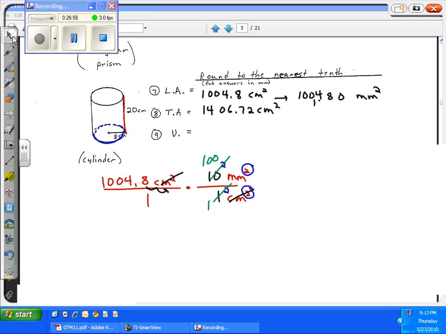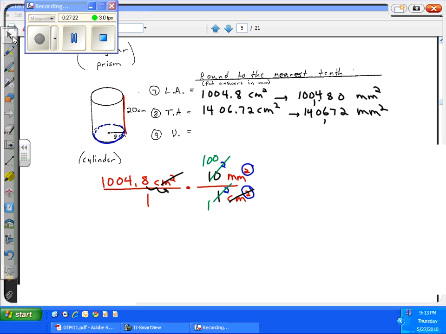Now, the other one is area also, so it's going to get multiplied by 100 also. So the decimal would shift to the right 2 places also. So we'd have 140,672 square millimeters. Okay?